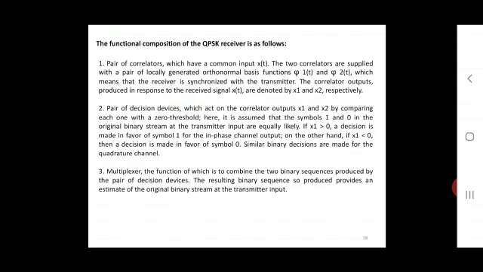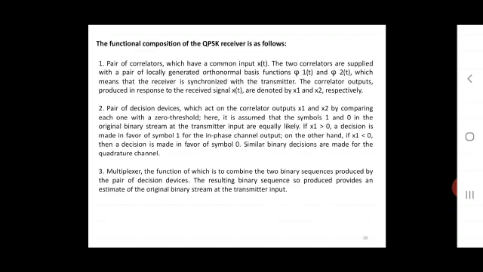The functional composition of the QPSK receiver consists of the following blocks, that is a pair of correlators, which have a common input x of t. The two correlators are supplied with a pair of locally generated orthonormal basis functions, that is phi1 of t and phi2 of t, which means that the receiver is synchronized with the transmitter. The correlator outputs produced in response to the received signal x of t are denoted by x1 and x2 respectively.